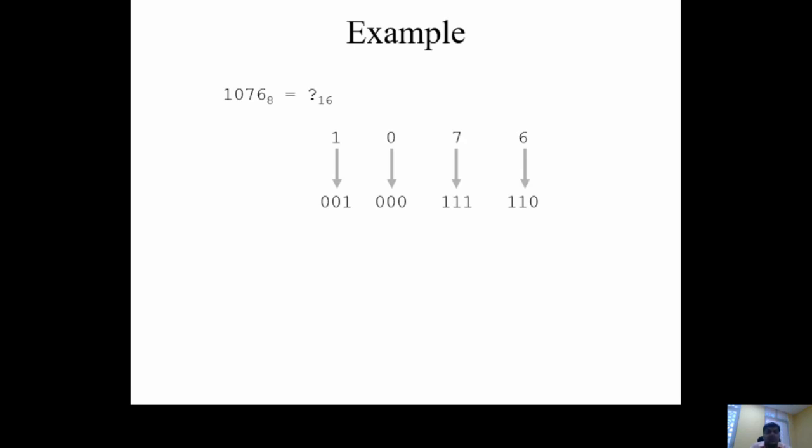So first we will convert into binary. 6 will be converted into binary, that is 110, 7 is 111, 0 is 000 and 1 is 001. Now we take 4 bits from the right side. So 1110 is 14, 14 is E, 0011 is 3 and 0010 is 2. So the answer is 23E.